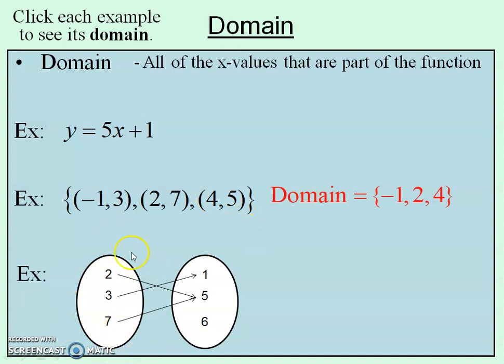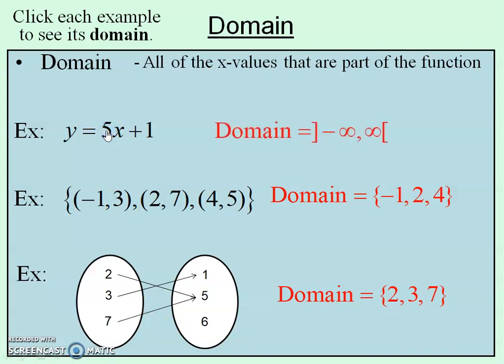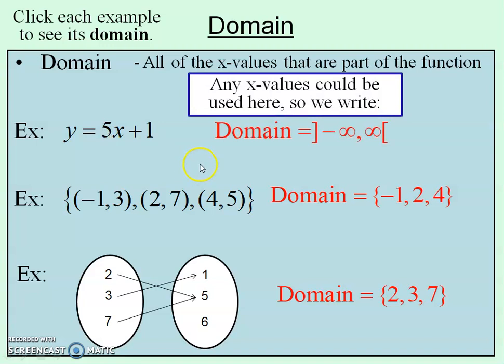Here, this first set represents the x values. 2, 3, and 7 are the domain. And in this case, where you have a function, the domain is any x that you could plug in, and I could plug in any x. So my domain is all real numbers.